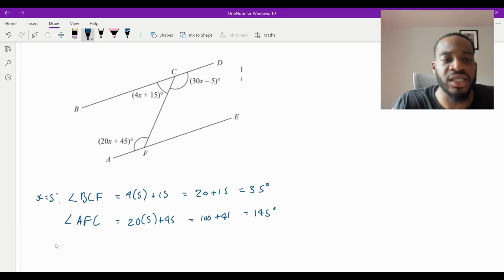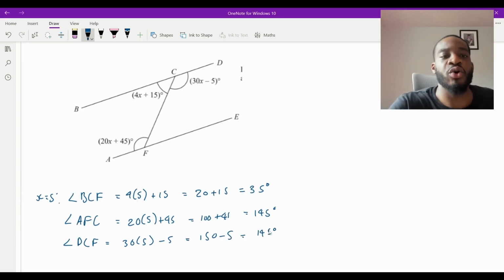And then the last one, angle DCF, that will equal 30 lots of 5 minus 5, which is just going to equal 150 take away 5, which is 145 degrees. So essentially what we have here is, let me get rid of these here, because we know what all of these angles are. So angle BCF is 35 degrees. This angle AFC is 145, like that. And then this angle DCF, which is this one, is also 145.